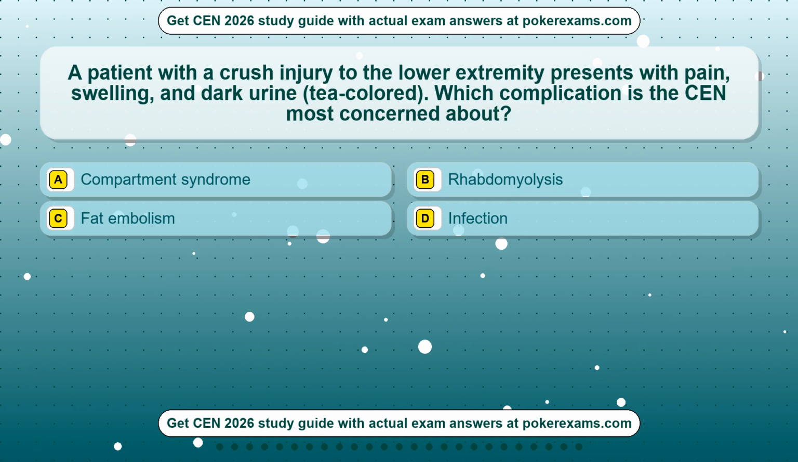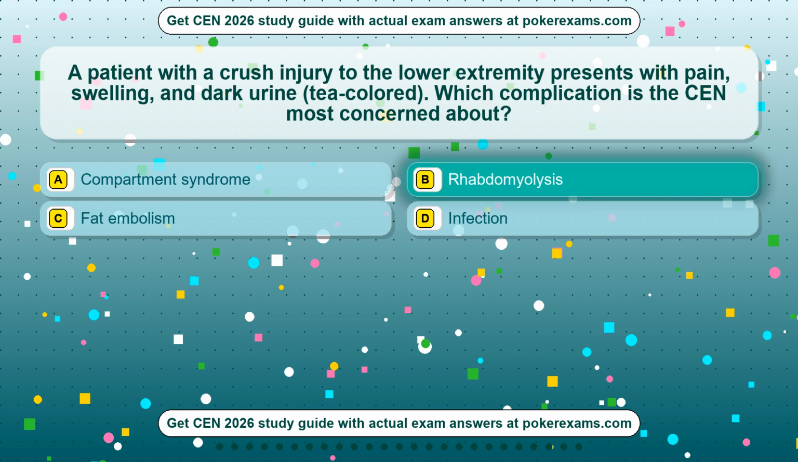Question 15. A patient with a crush injury to the lower extremity presents with pain, swelling, and dark urine, tea-colored. Which complication is the CEN most concerned about? Option A. Compartment syndrome. Option B. Rhabdomyolysis. Option C. Fat embolism. Option D. Infection. The correct answer is option B.